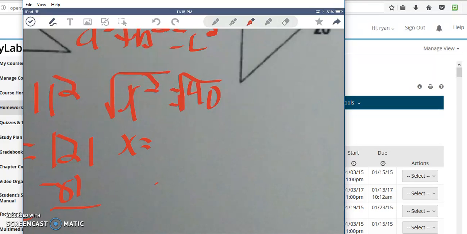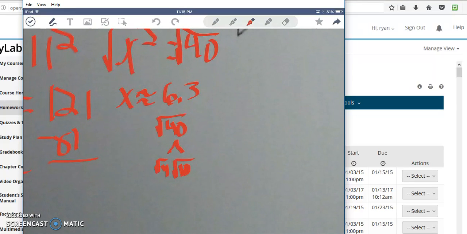So x would equal, now if we're looking for approximation by rounding, you can take the square root of 40 from your calculator and you'd end up with 6.3. However, if we want to know the exact, this is what we talked about during midpoint, and we have to simplify the radical. If we take 40, the biggest square that goes into it is 4 and 10. So the square root of 4 we know is 2. The radical 10 we can't do anything with, so it'll be 2 radical 10.